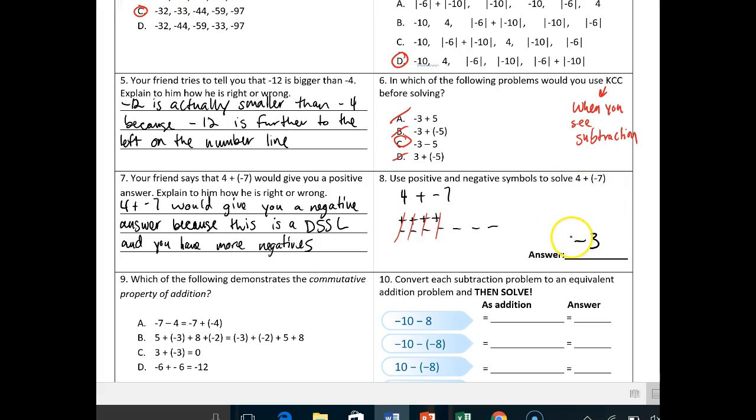Now in number 8, I want you to use positive and negative symbols to solve 4 plus -7. Well, we know the answer is -3, right? But if we use symbols, I can show that it's -3. 4 plus signs, 7 negative signs. I'm left with 3 negative signs. That's how I get -3.